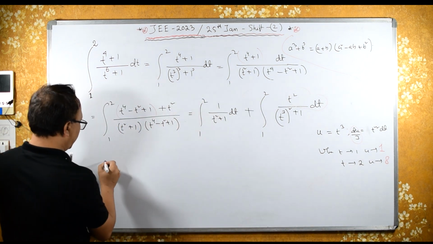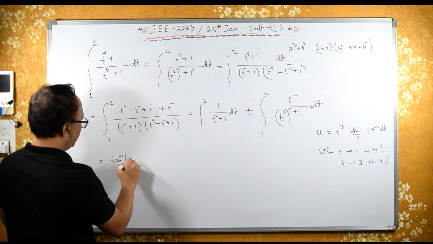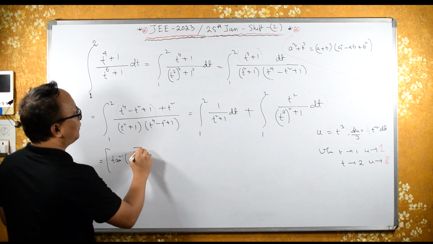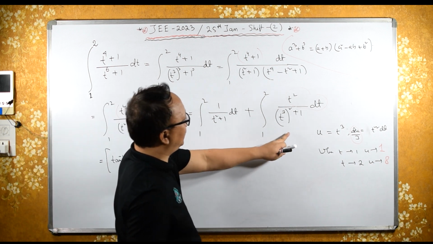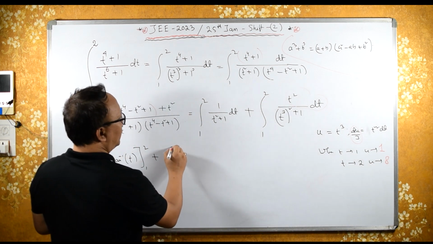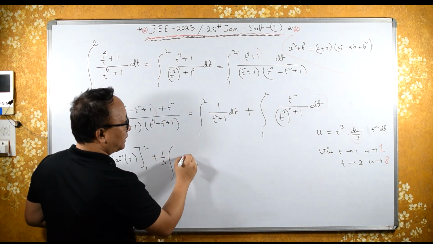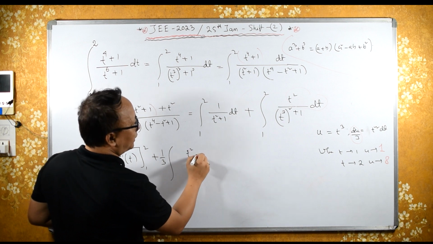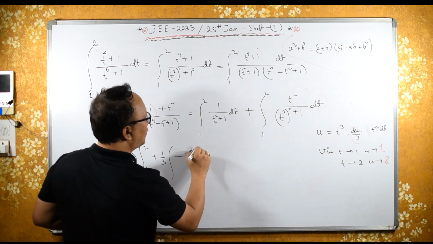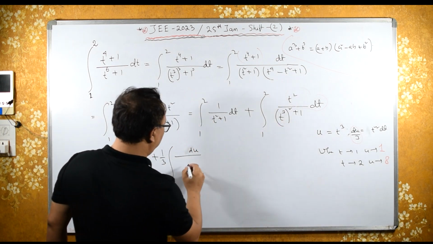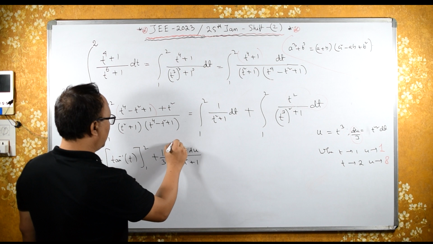Now what about this integration? This integration is tan inverse t, and the limit is from 1 to 2, plus, now here we have the integral of t square dt, which is 1 by 3, I am taking outside. Here I have t square dt, and now this becomes du upon u square plus 1. Now the limit is from 1 to 8.